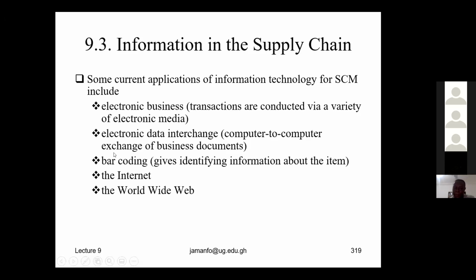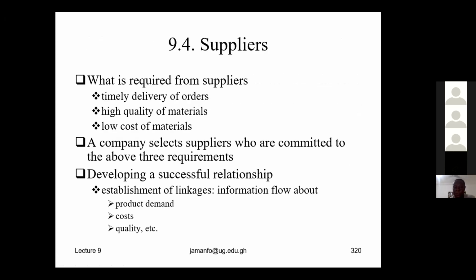All right, so we also have electronic data interchange, where computers exchange information with each other. You place an order and the system automatically generates an acknowledgement of the order and sends you a receipt and all that. We also have the barcode system, which I've already explained, and the type of information the barcode contains. You have the internet and the World Wide Web, which are all helping to improve supply chain management.